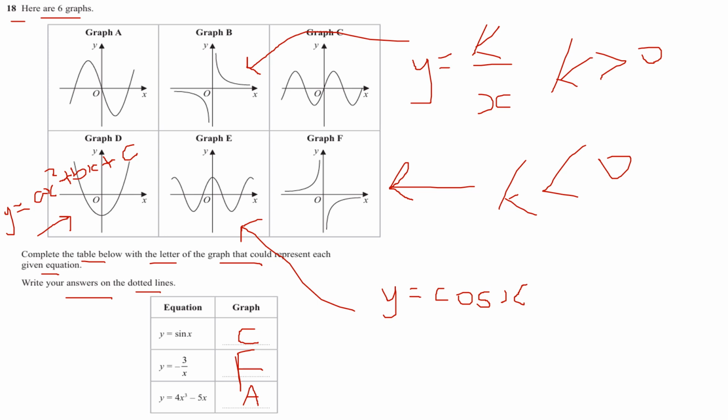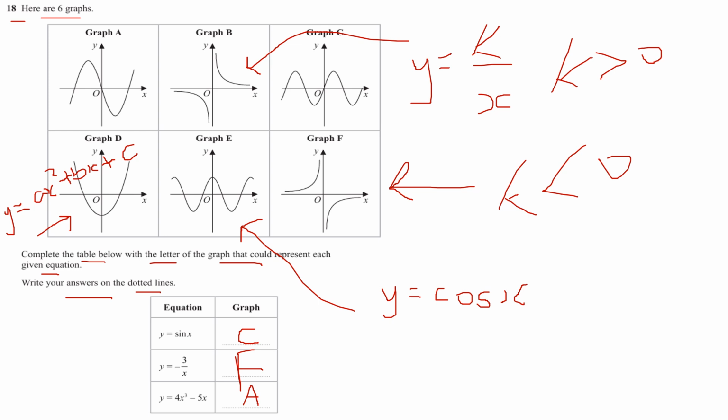Graph B is a reciprocal graph, namely when k is positive, so y equals k over x, where k is bigger than 0. Okay, and then on the x and y axis, graphs B and F have what I call asymptotes. And again, you'll cover that more in A-level maths. It means that it cannot touch the x and y axis, and the reason is because I can't divide by 0, and then I can't have k over x also equal 0.